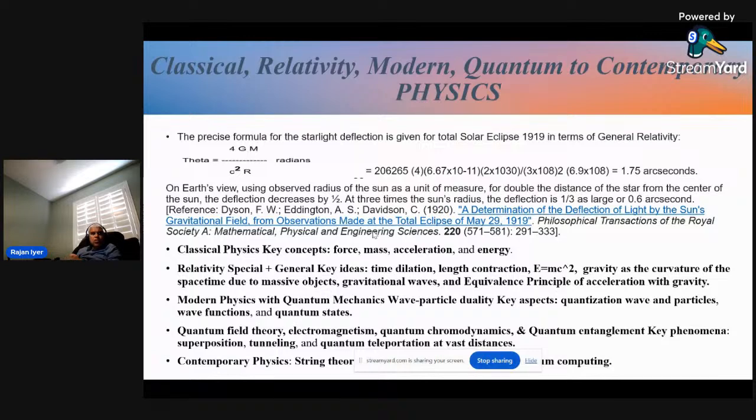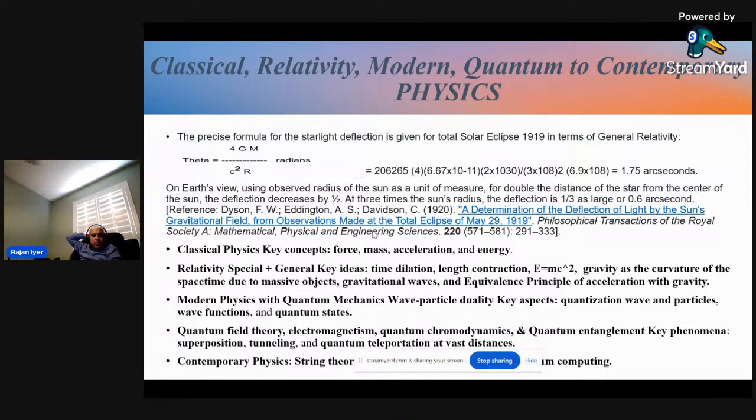So when we look at all of it, we start from classical, then relativity, modern quantum, to contemporary physics. One of the things that was outstanding was Sir Arthur Eddington's telescope experiment during the solar eclipse of 1919. That was a prediction. General relativity says that you will see this bending of light, theta, which is related to the gravity. Gravity affects electromagnetic radiation. It bends it. So it should be 1.75 arc seconds.